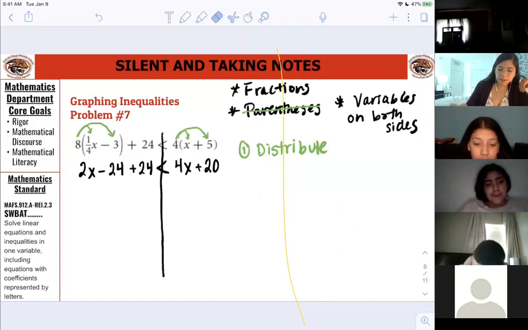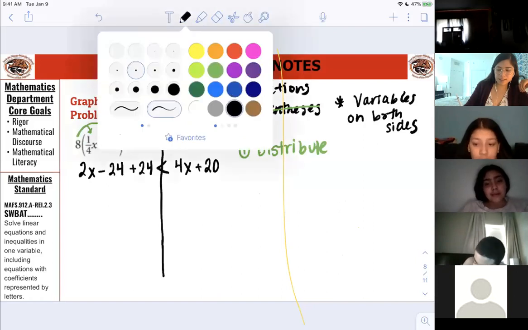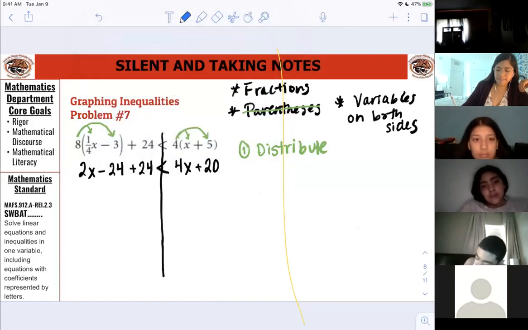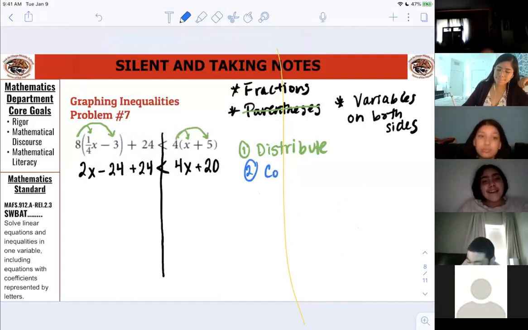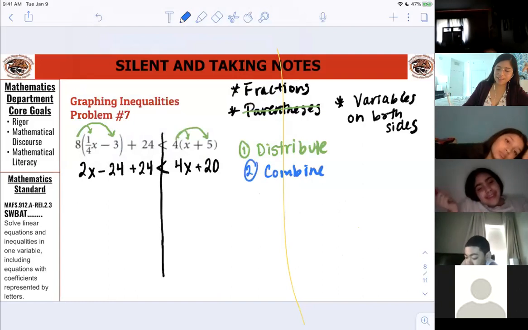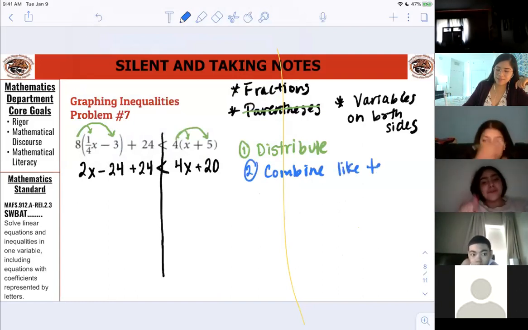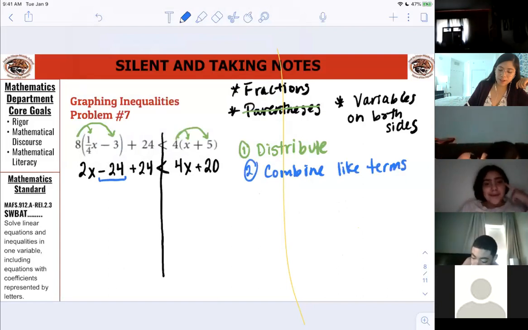Okay, moving on. What do I do next? Combine like terms. It's going to be 24 with 24. So we have -24 and +24.